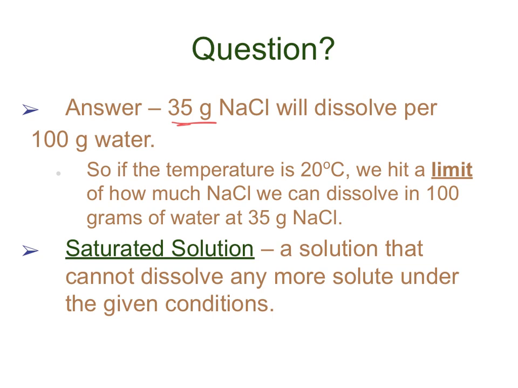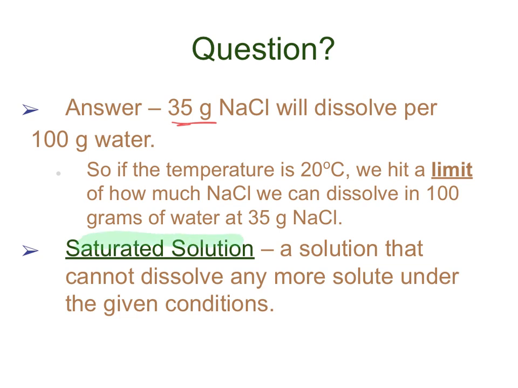So if we hit a temperature of 20 degrees, what that means is that we hit a limit, right? So we max out on how much NaCl we can put into that water. I told you we had a fancy word for that. We call that a saturated solution. Go ahead and add that to your notes.